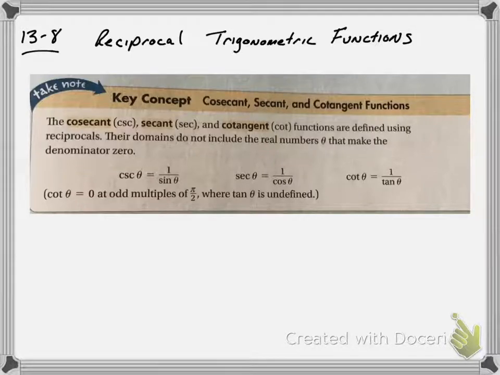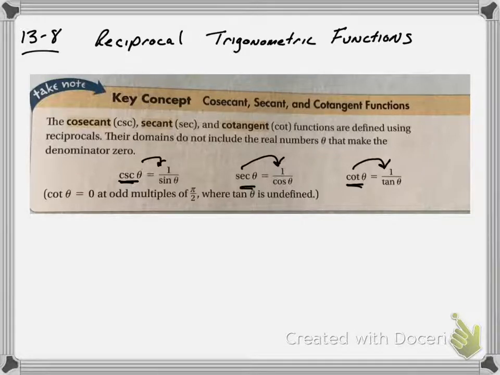13/8, the reciprocal trig functions. We know about sine, cosine, tangent, but again, there's three more called cosecant, secant, and cotangent. And how those relate is cosecant is 1 over the sine, secant is 1 over the cosine, and cotangent is 1 over the tangent of theta.